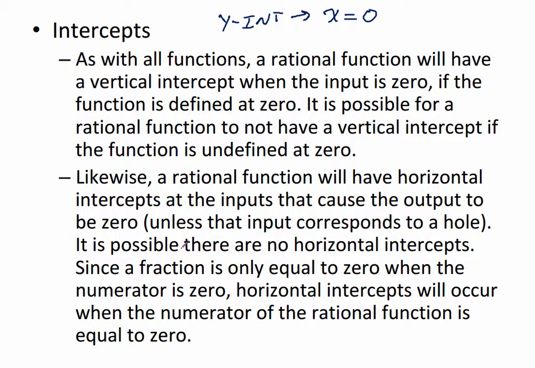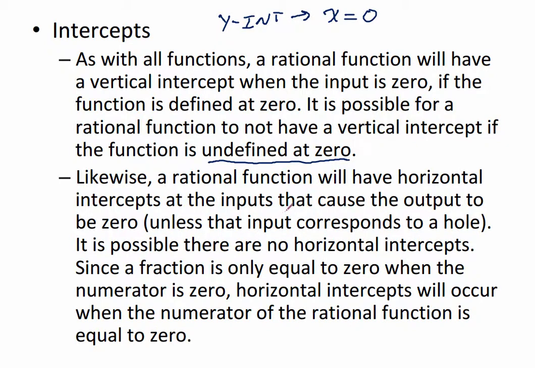For a rational function to not have a vertical intercept, the only way that's going to happen is if it's undefined at 0. So a rational function won't have a vertical intercept if it has a vertical asymptote or a hole at the origin, right? In other words, if we put 0 into the function and we get back division by 0, then we know it doesn't have a vertical intercept. Otherwise it's going to have a vertical intercept.